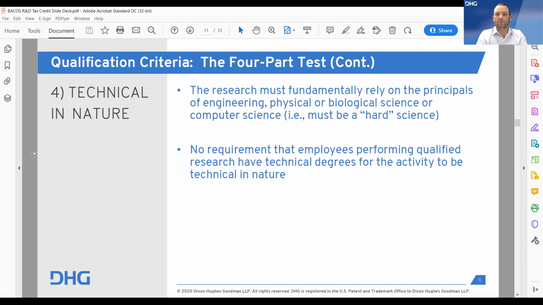The fourth part of the 4-part test is pretty easy for most companies, but it is a requirement. It does have to rely on a hard science, as the IRS likes to say. So any kind of engineering, physical or biological science, chemistry, computer sciences, anything like that is going to qualify. If you're looking at a soft science, such as a social science like sociology, psychology, or any general studies like that, those are not going to be what you want to rely on. It has to be backed by the hard sciences.